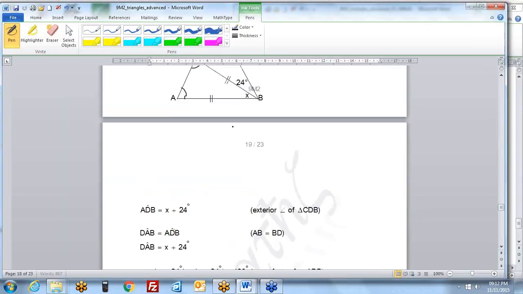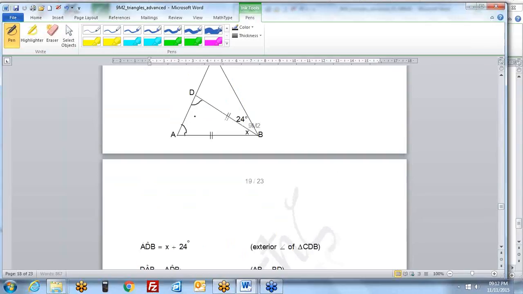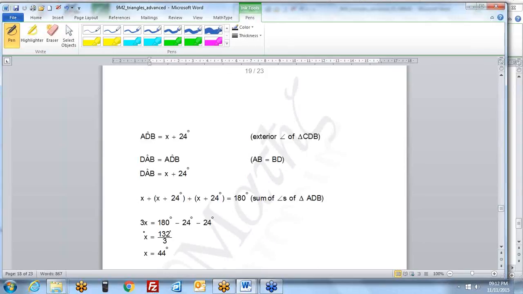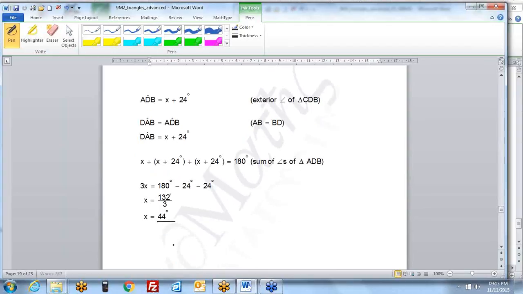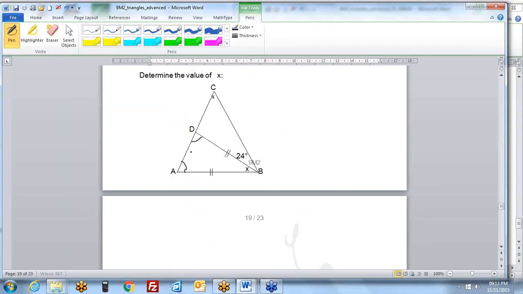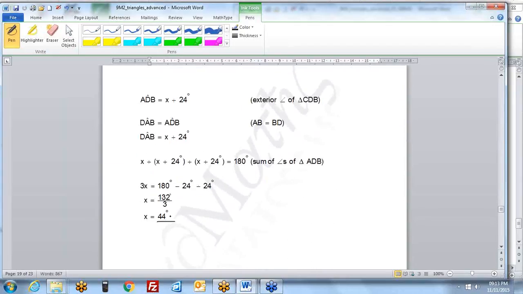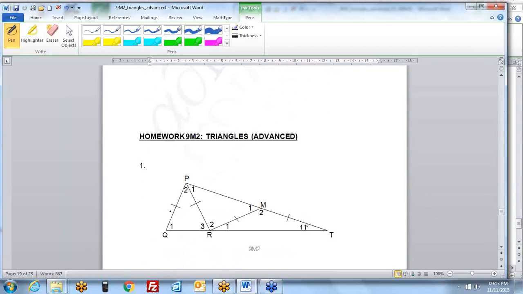And then we just add the interior angles of a triangle. So x plus 24 plus x plus 24 plus x equals 180, because the sum of the angles of a triangle ADB equals 180 degrees. So you get to 3x equals 180 minus 24 degrees minus 24 degrees. Then you get to 132, you divide by 3 because you only want to solve x, and then you get x equals 44 degrees. And you can always test it by substituting the x with 44. And then when you add them together, you will get to 180 again.